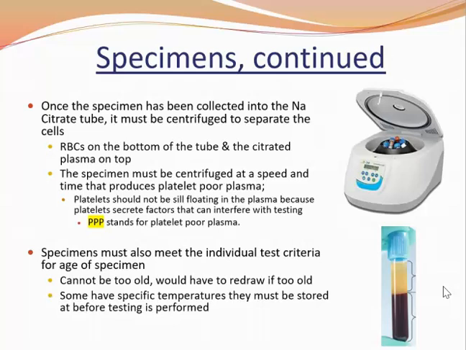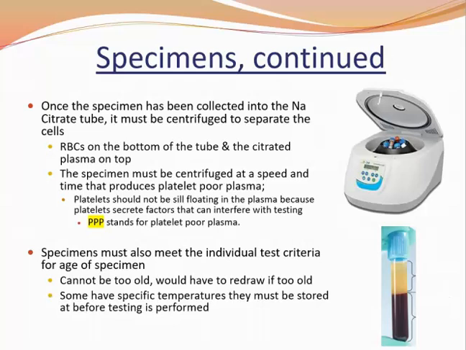Specimens in certain coag tests must also meet certain criteria for age and temperature of the specimen. For a lot of the coag tests, the specimen cannot be more than 8 hours old. Some tests, they can't be more than 4 hours old. So you have to be very aware of that and be clear on the testing criteria for a particular test. If the blood is too old, of course, you have to have a redraw.